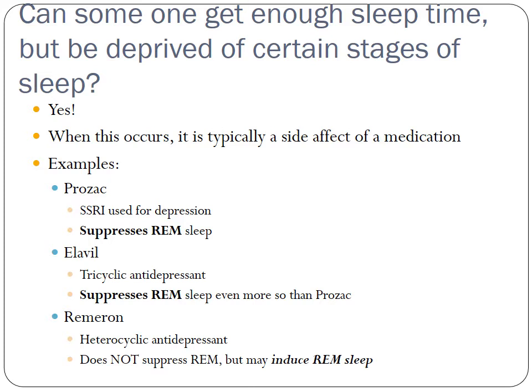Elavil is another example, and it's a tricyclic antidepressant. It also suppresses REM sleep even more than Prozac does. Remeron is a heterocyclic antidepressant, and this does not suppress REM, but it may induce REM sleep, meaning these people can go into REM sleep much easier. So yes, it is possible that some people are being deprived of just special stages of sleep, and that has its own set of consequences. So let's take a look at that. Let's go on to our next slide here.